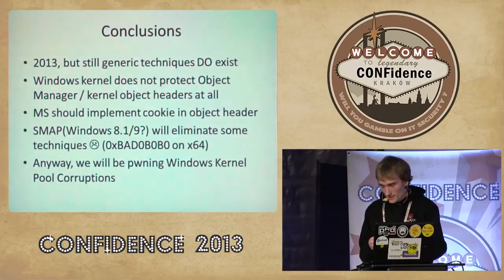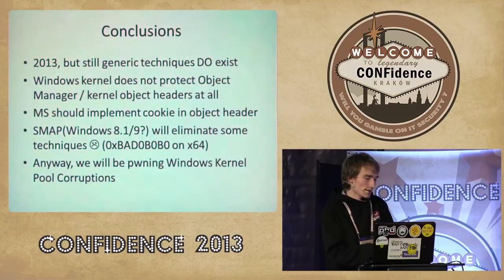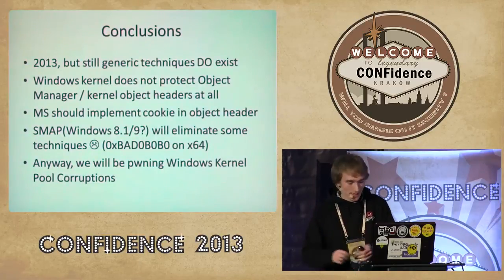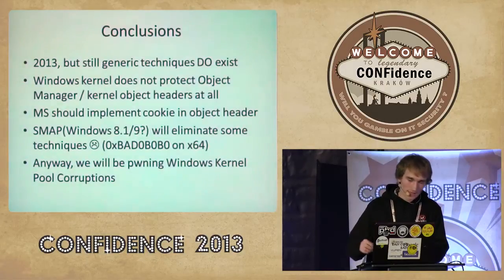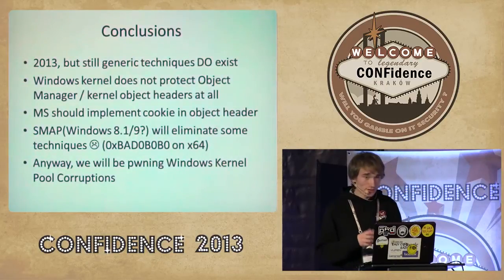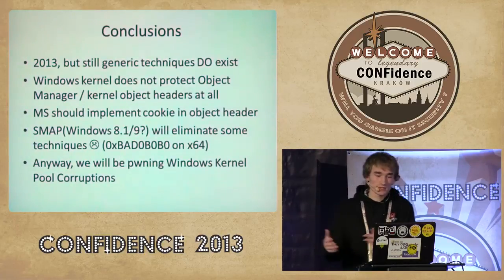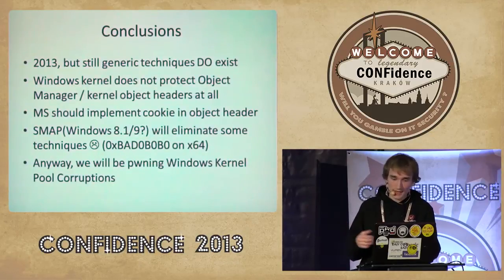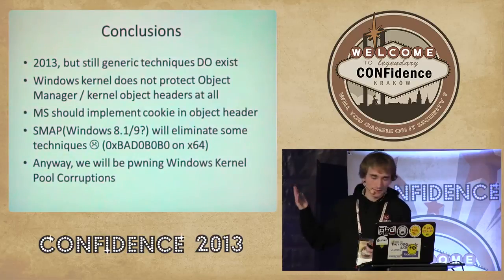Next thing is that Microsoft started to enhance the security of the pool allocator from Windows 7, enhanced it in Windows 8, and maybe will enhance it in Windows 8.1, but totally forgot about the security of the object manager. And there is no such thing as a security cookie in the object header. So I think that Microsoft should implement a cookie in the object header to kill this technique.